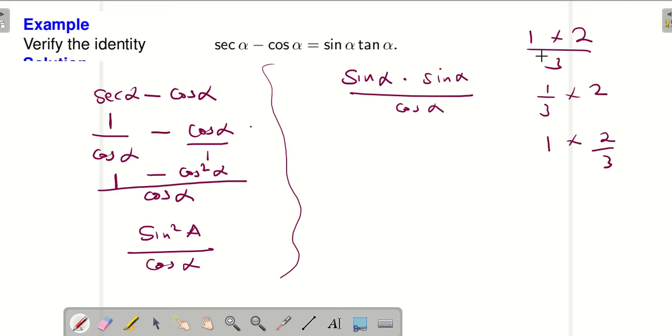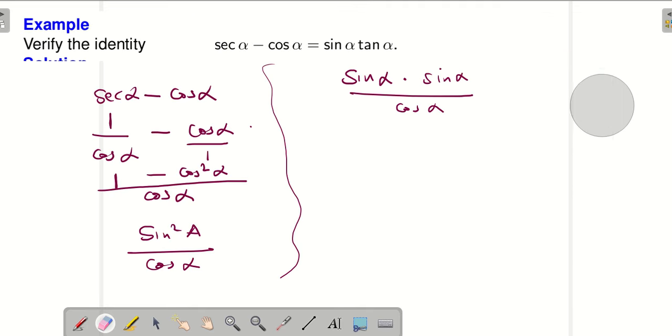The denominator is affecting all of them, but when you are writing, you can use it to affect only one. So you can either write it as 1 over 3 times 2 or 1 times 2 over 3, but you cannot write it as 1 over 3 times 2 over 3. This is wrong.